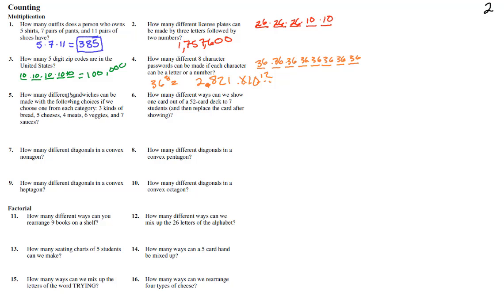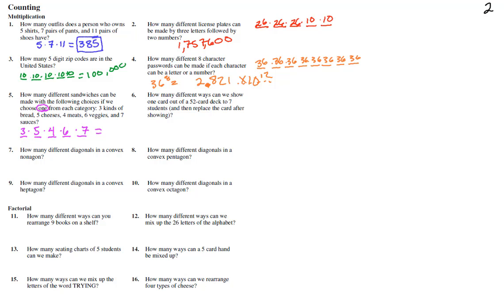Number 5, how many different sandwiches can be made with the following choices if we choose one from each category? So we're choosing one of each section. We'll revisit this problem again when we get to choose 2 or 3. So 3 kinds of breads, and each one of those could have 5 kinds of cheeses, 4 meats, 6 veggies, 7 sauces. And 3 times 5 times 4 times 6 times 7.